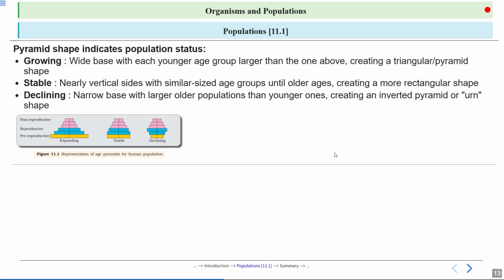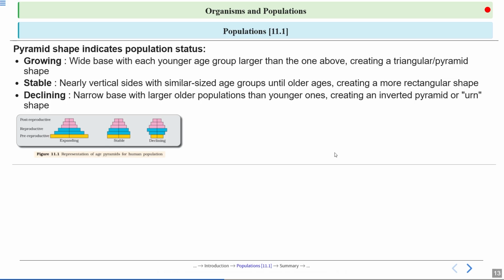In a stable population, you can see what is happening here. You get nearly vertical sides with similar sized age groups until older age, creating a more rectangular shape. So in a stable population, the pre-reproductive and reproductive phases are equal, and the post-reproductive phase is smaller. So the number of people dying and the number of people adding into the population are equal.